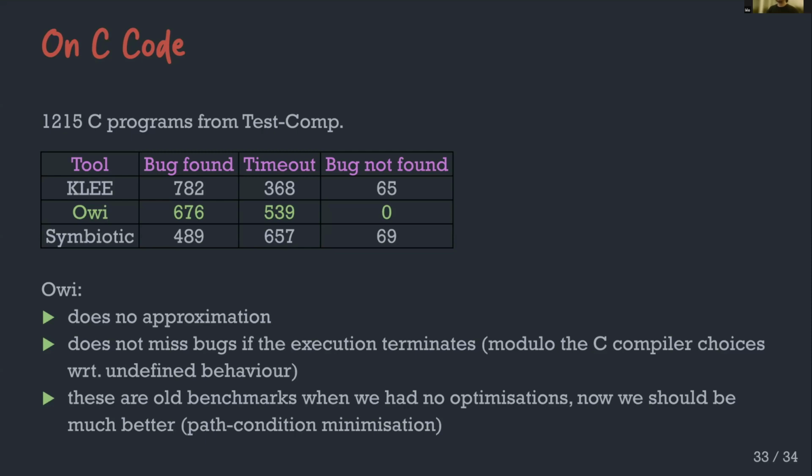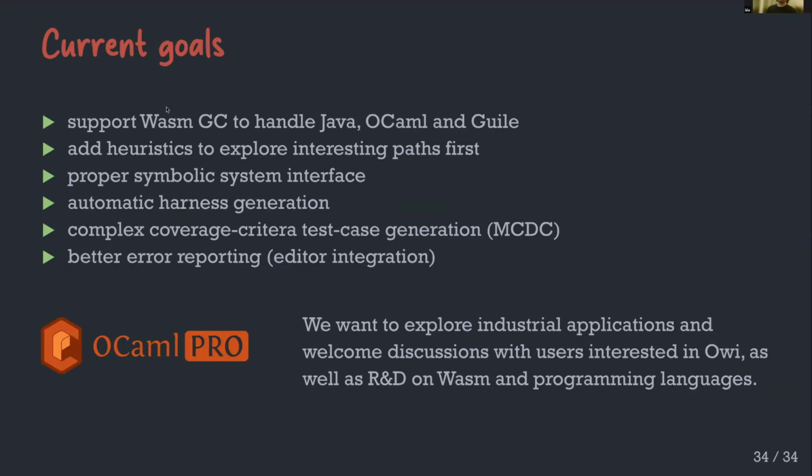So that's all. The current goals are to support Wasm GC in OE to handle Java, OCaml, and Guile, to add heuristics to the exploration to guide it toward more interesting paths first, to have a proper symbolic system interface, probably based on WASI, and to add automatic harness generation so that the user doesn't have to write test harnesses by hand.